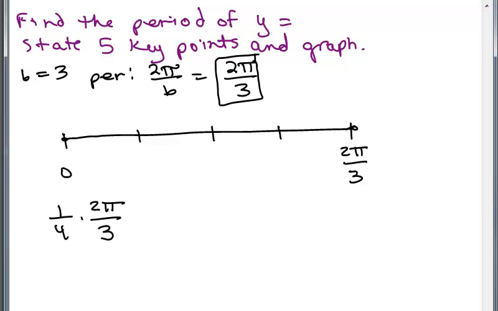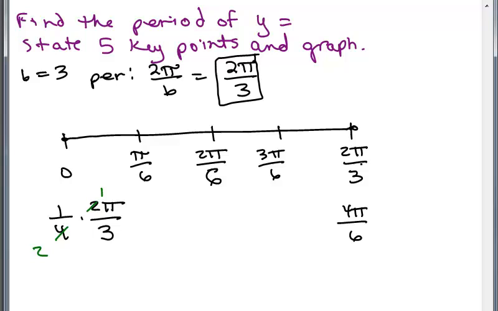All right, so what is a fourth of 2 pi over 3? Well, let's see, you can cancel here. And that gives you pi over 6. All right, so this should be pi over 6. Now, so you've gone from 0 to pi over 6 for your first key x coordinate. So you have to go pi over 6 again. Well, just add that. That's going to be 2 pi over 6. The third one's going to be 3 pi over 6. And the fourth one is going to be, of course, 4 pi over 6, right? But that is the same thing as 2 pi over 3.